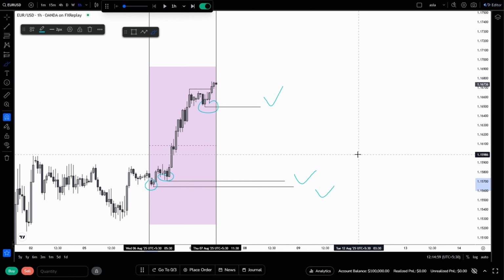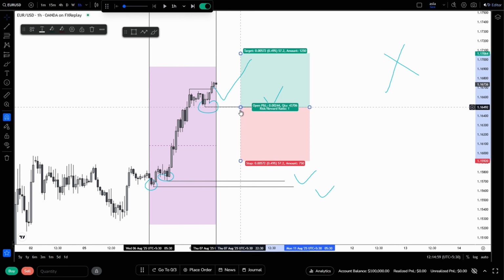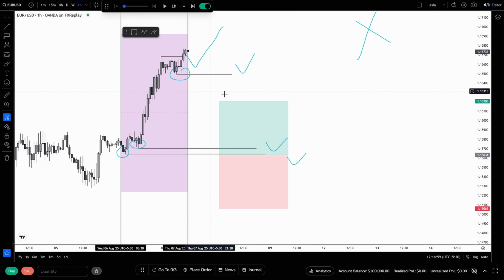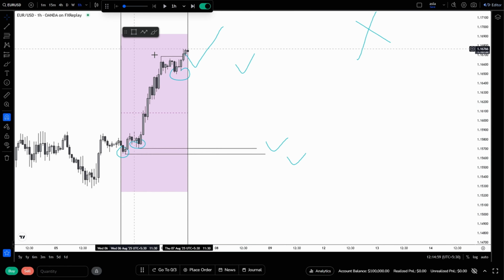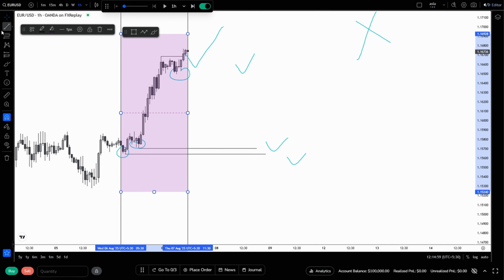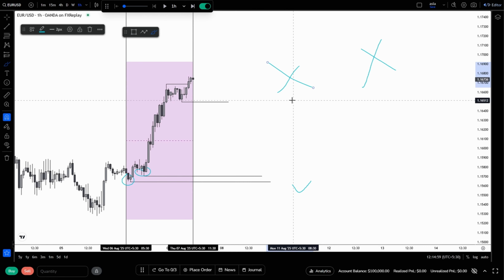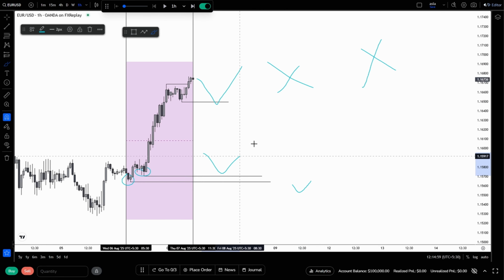Just because you have these levels marked does not mean you blindly trade every time price sweeps one of them. If you do that, you will get destroyed. I know this from experience because I lost thousands of dollars doing exactly that in the beginning. There is a specific confirmation that you must wait for after these levels get swept. Without that confirmation, the setup is not valid. And that's exactly what I'm going to show you in step 2.